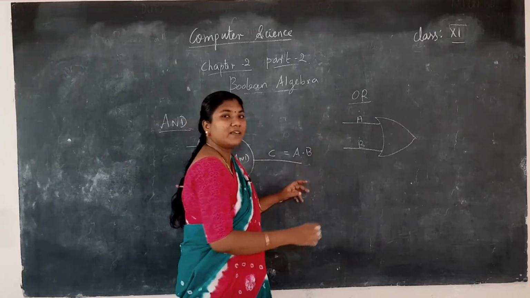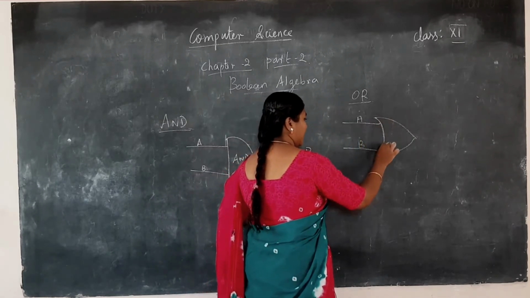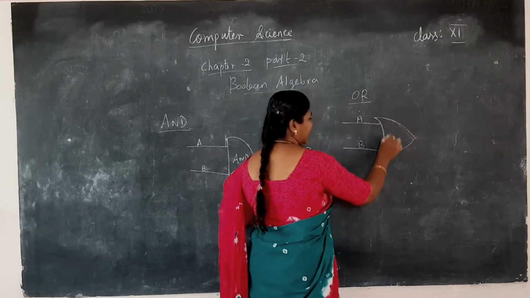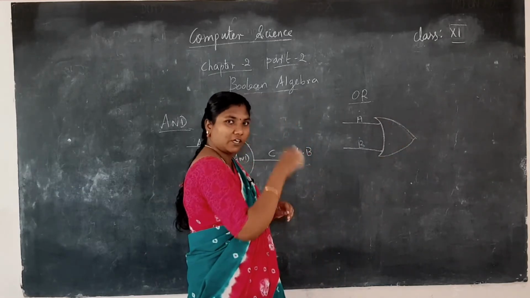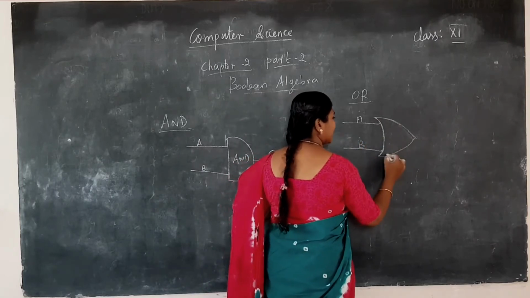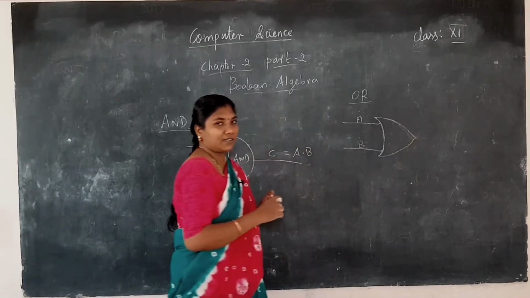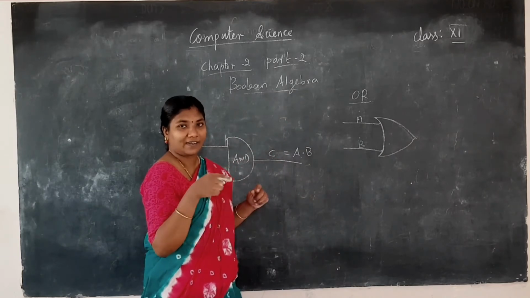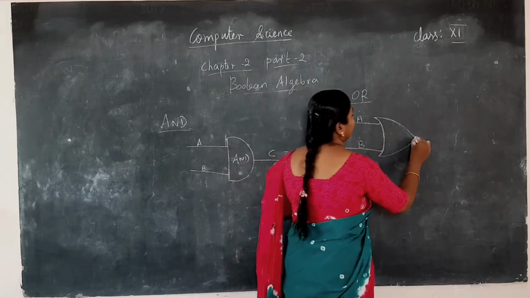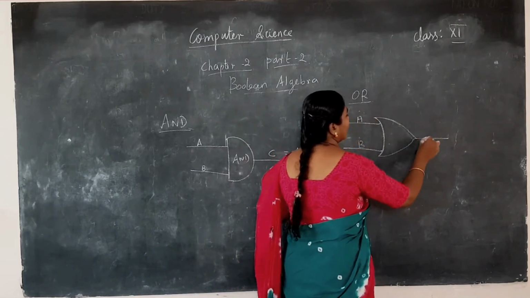So it must be drawn like this, okay. There must be a bend. Don't draw it as a straight line. It must be a curve, and here also it must be a curve. Don't draw it like a triangle. It must be bent. So this is the OR gate, and it will also have only one output, C.